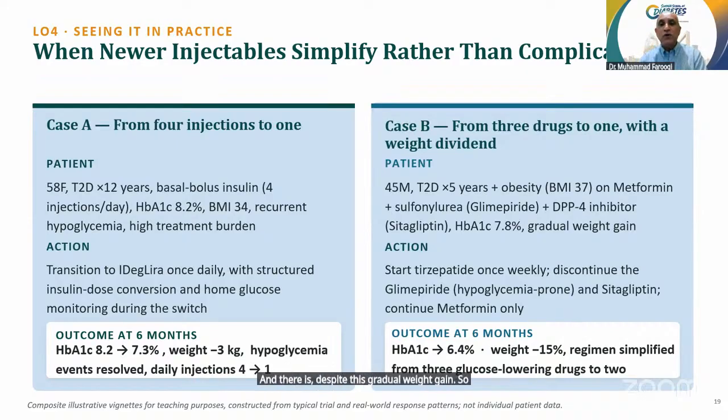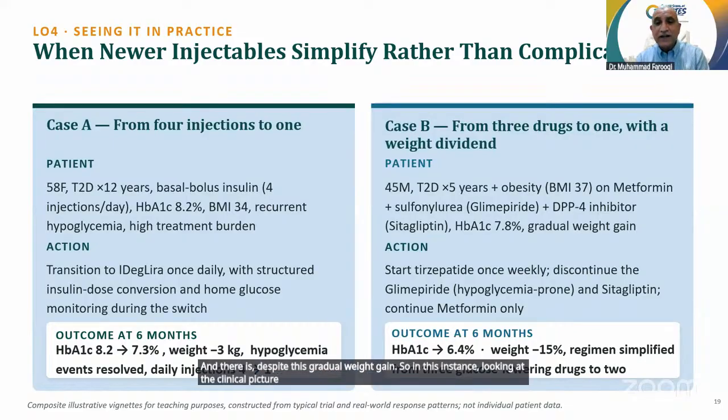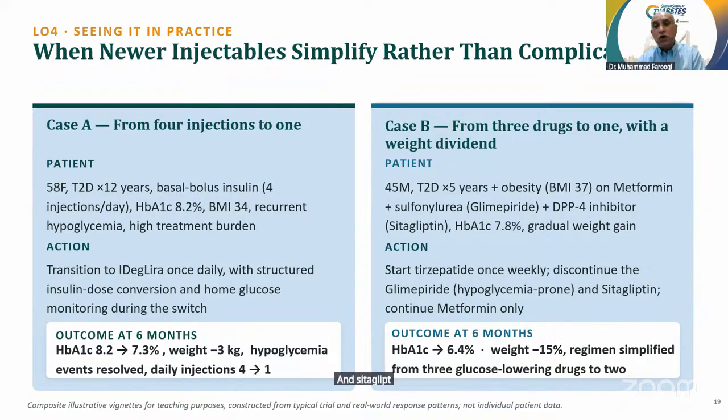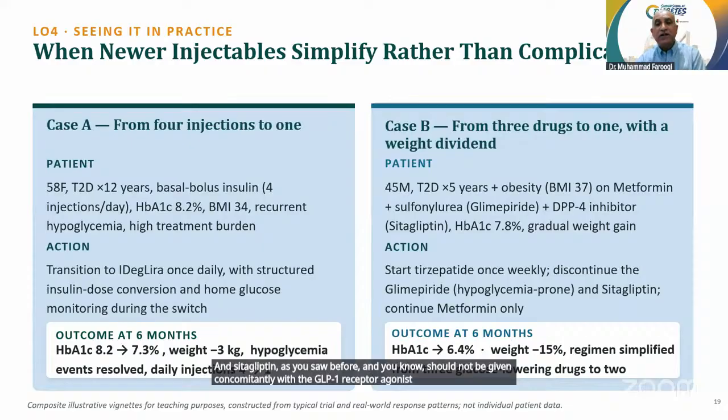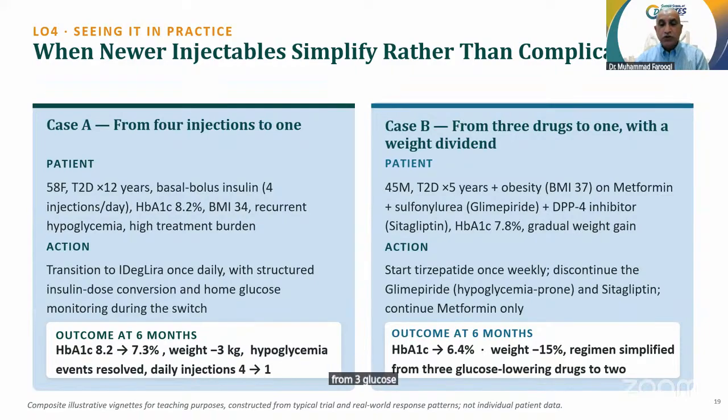So in this instance, looking at the clinical picture, if we start this person on tirzepatide once a week, we can discontinue the glimepiride because it will cause hypoglycemia in this individual. And sitagliptin, as you saw before, should not be given concomitantly with the GLP-1 receptor agonist, and instead continue with metformin only. So here, in 6 months, we will see not only an improvement in the hemoglobin A1C, and given the effect of tirzepatide on the weight, you can see up to 15% weight loss, and the regime has been simplified from 3 glucose-lowering agents to 2.